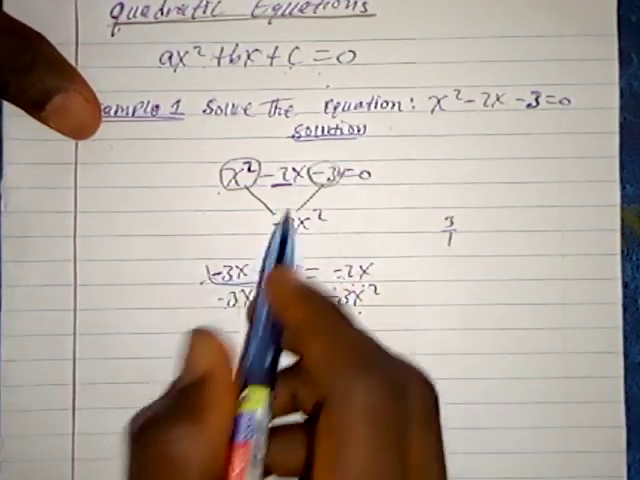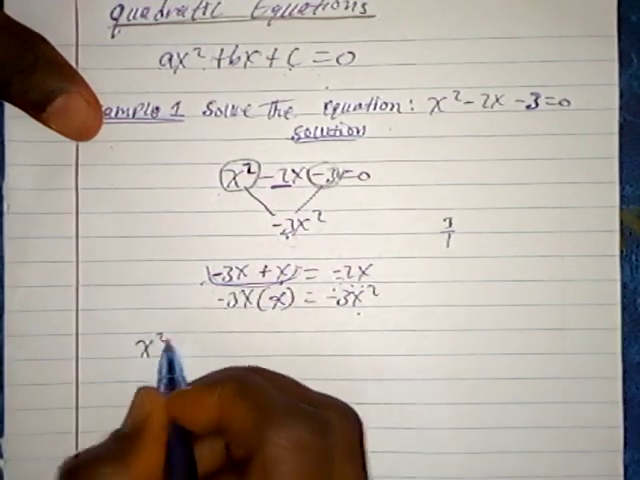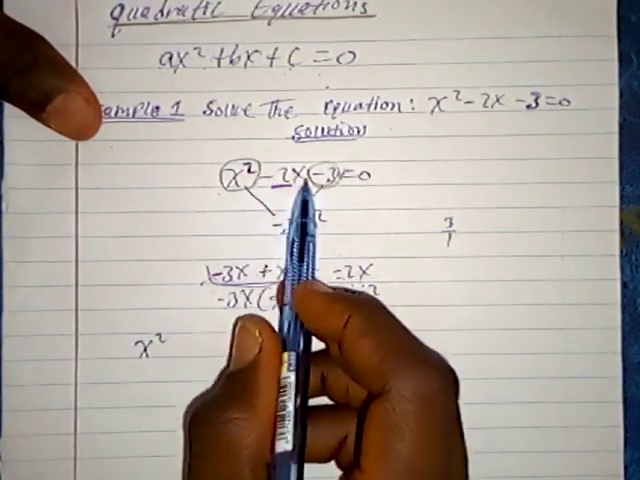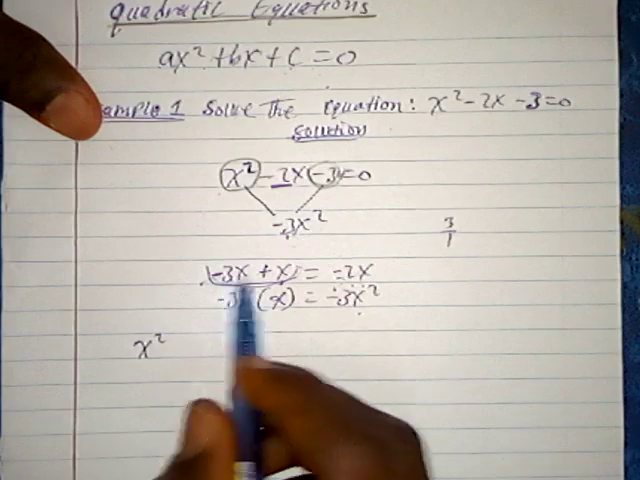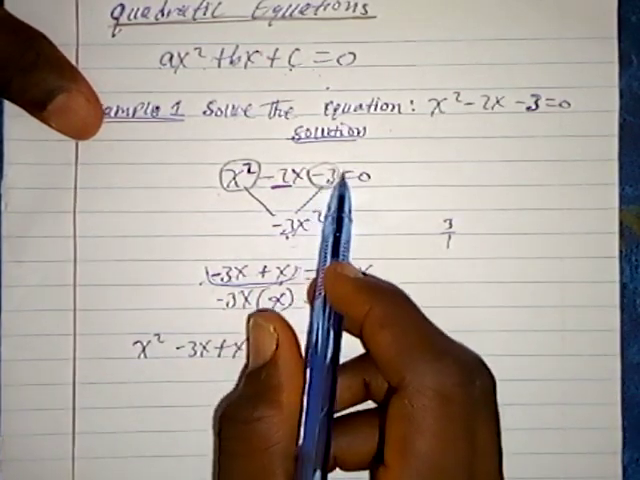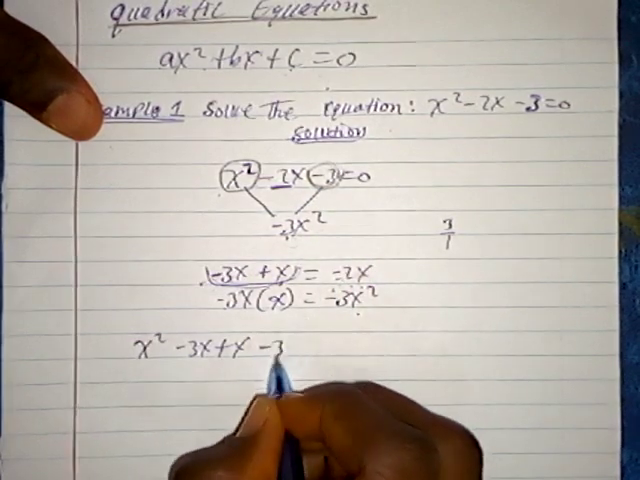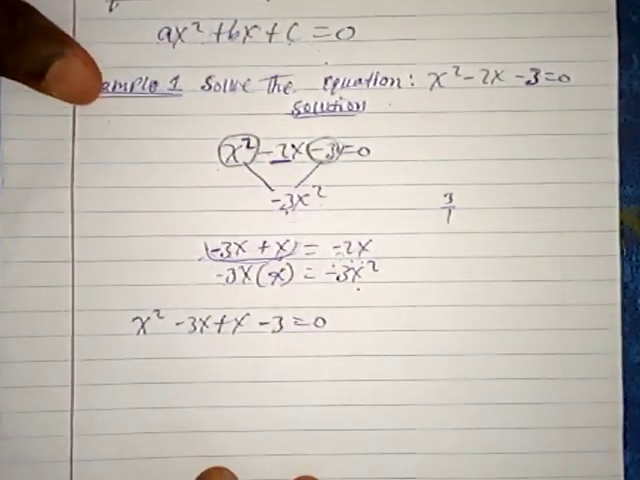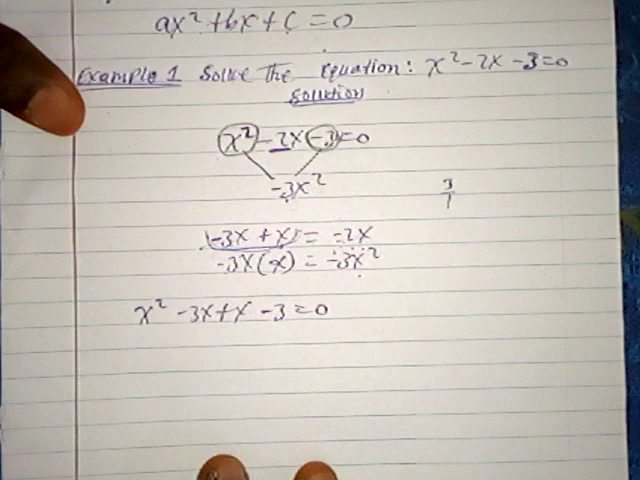So we take the equation x squared. We have minus 2x. Now we are not going to put minus 2x here. We are going to put this one: minus 3x plus x. Do you see? And the last term we have what? Minus 3 equals 0. I hope it's clear. This is how to solve a quadratic equation.